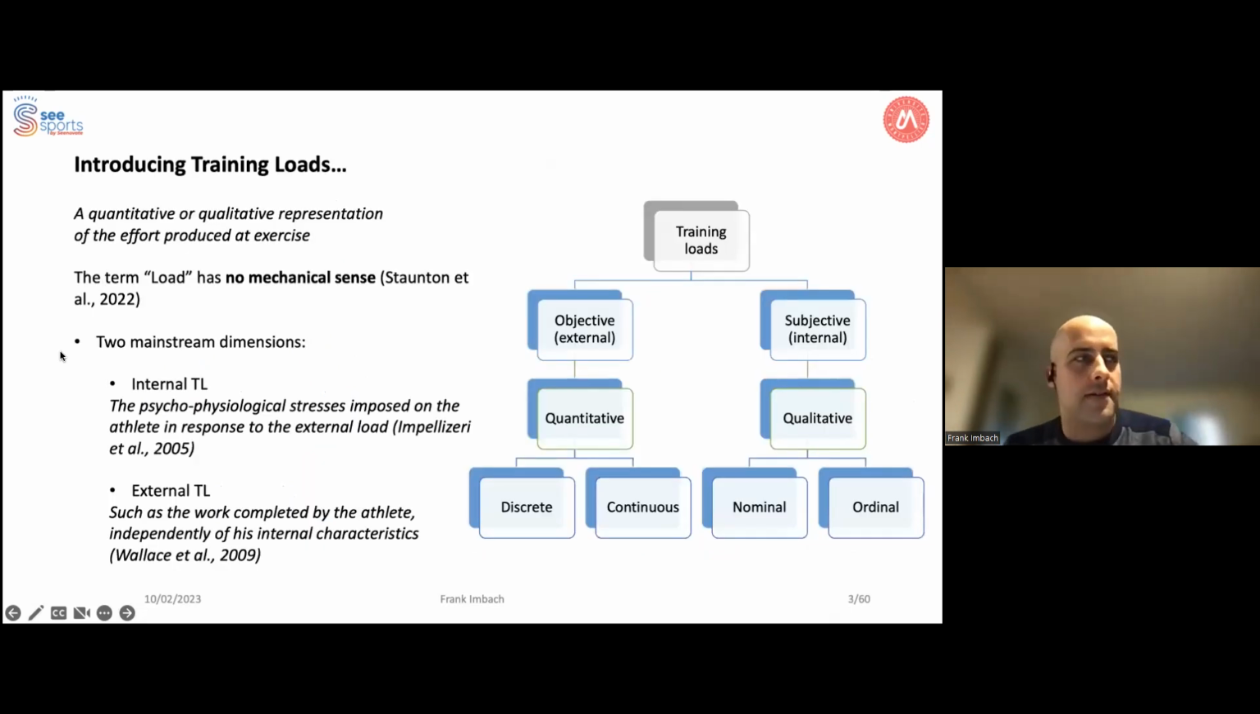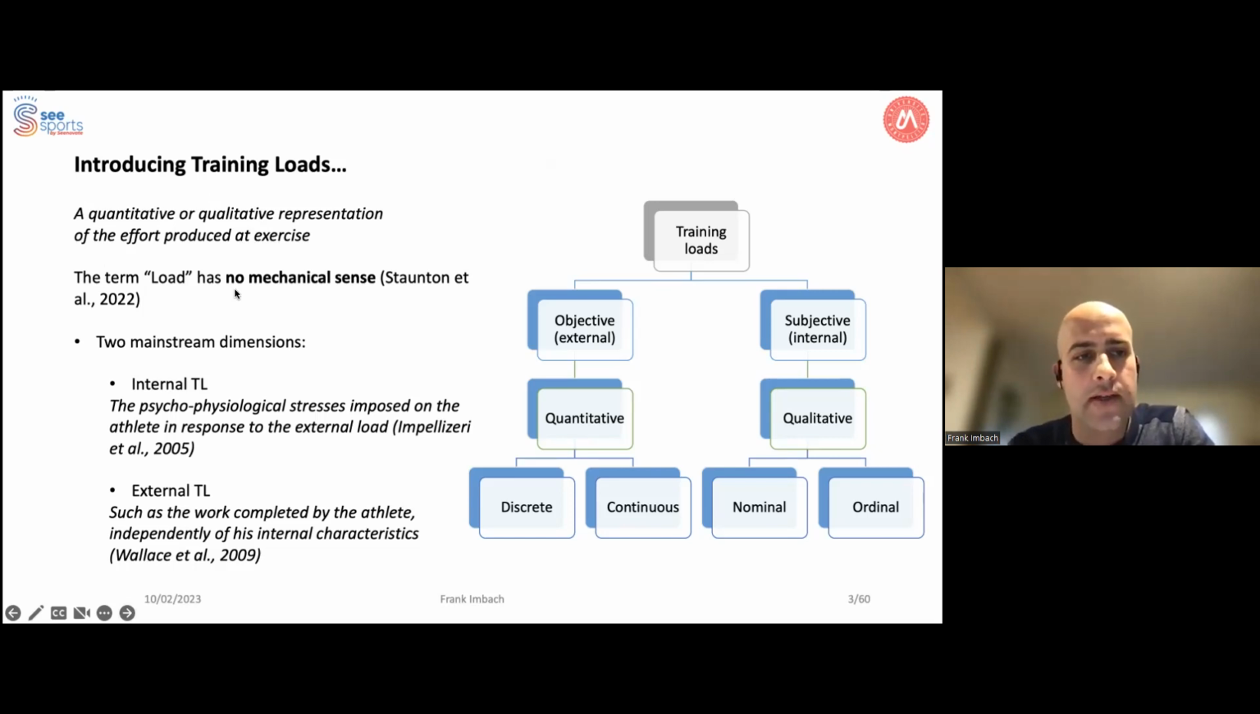So we will start with the big part of the talk, which is the training loads. I'm sure most of you know what is a training load, but we'll take some time to recall it and to put some definitions about the terms. So I dropped this definition right there. Training load could be a quantitative or qualitative representation of the effort produced at exercise. The term load has no mechanical sense. This has been discussed very clearly with Staunton et al. last year. And in training loads, we have two dimensions.